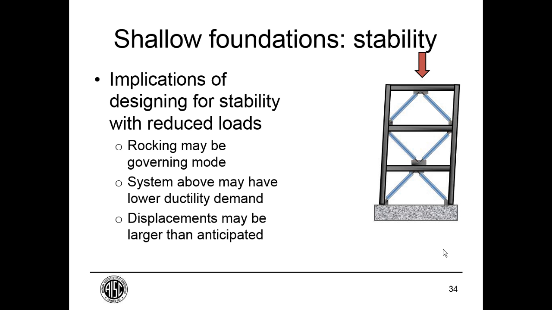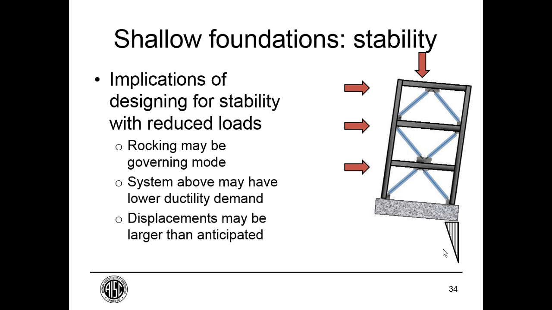So if we have a foundation that is significantly lighter than the force that the frame can develop, you could have rocking as the governing mode. That will tend to produce less ductility demand in the structure above, but larger displacement. So if the footing is relatively light, you get some uplift, which is something that is difficult to evaluate using elastic methods. It's arguably beneficial in some respects for the structural response, but it's hard to quantify what the displacements are that develop.